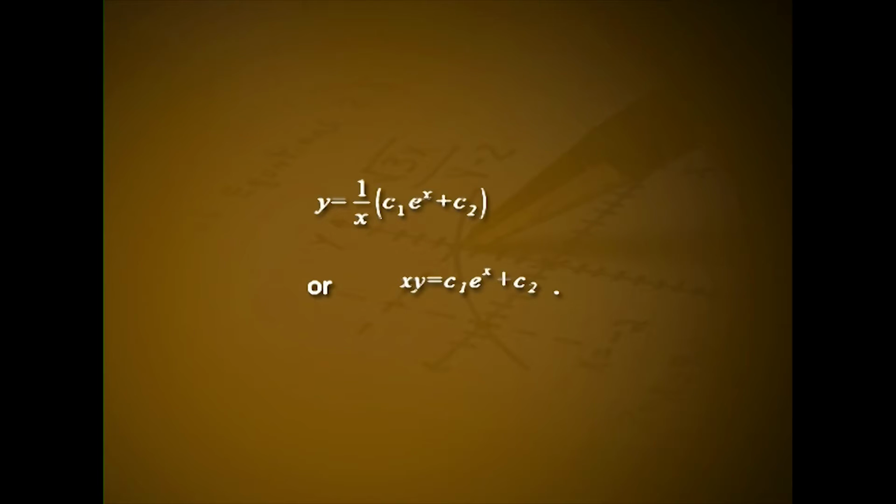Therefore, v is equal to c1 e raised to x plus c2. Hence, the general solution of the given equation is y is equal to 1 by x into c1 e raised to x plus c2, or xy is equal to c1 e raised to x plus c2.